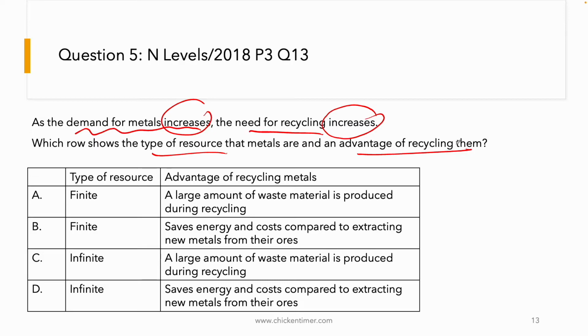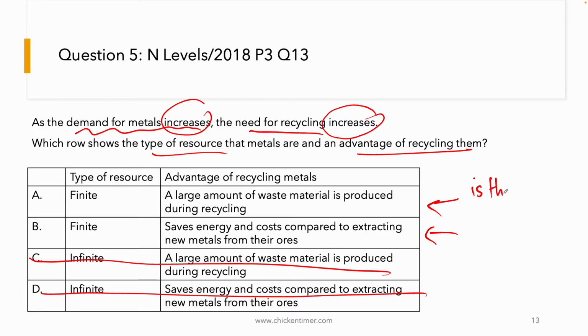So we can strike out C and D, which tell us that metals are infinite resources. Then we explore A and B, and scrutinize each option to see whether it's an advantage or not. A says that a large amount of waste material is produced during recycling. Is this an advantage? It doesn't seem to be. So we look at B. B says that recycling will save energy and cost compared to extracting new metal. So this is correct. This is an advantage. So the answer should be B.